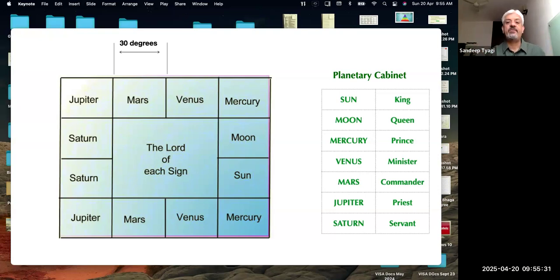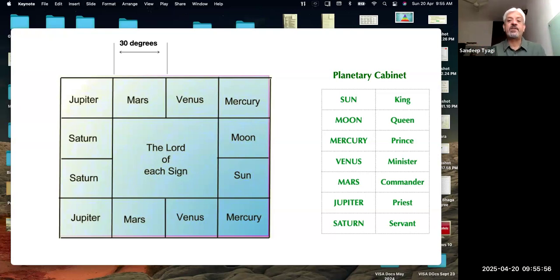Venus, who's always visible, is around, can be seen most of the time, was given the charge of being the minister of the court of the king and the queen, who would manage the day-to-day affairs, because he's constantly at gaze. He's there. We can see him in the morning. We can see him in the evening. He's always around, and he's always there hanging out.